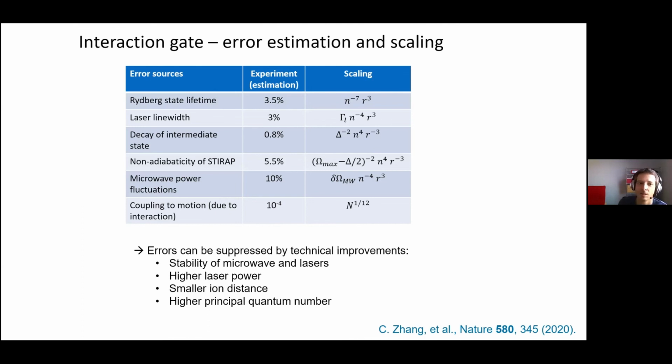Apart from that, yep, I think we'll see what else we have as a technical problem in the end. Okay, there is a last question, which is: is there anything that would prevent the integration of Rydberg ions into surface traps?